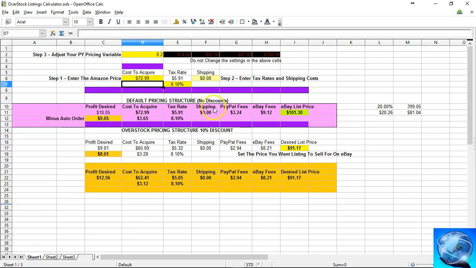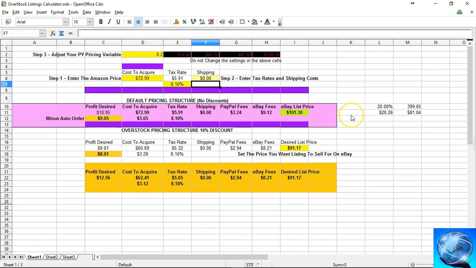Okay. Now I have my tax set at 8.1%. Okay, at this point in time anyhow, that's the maximum amount of tax that you will have to pay through Overstock. Right now, Overstock only charges tax to 4, maybe 5 different states, and the highest one is 8.1% tax. So I always keep that set there.